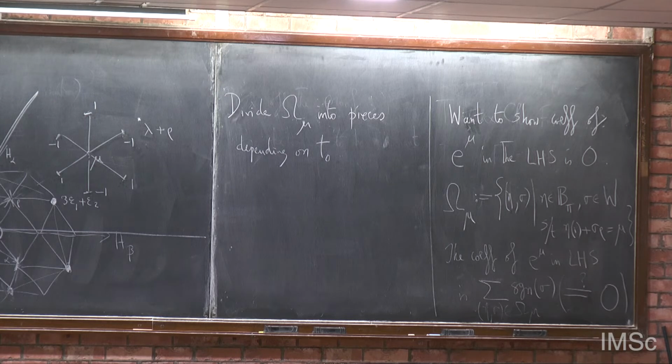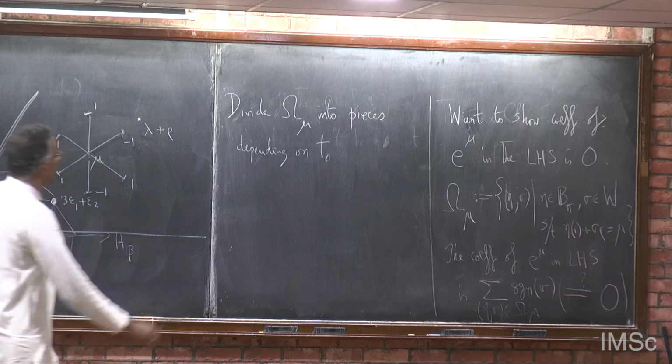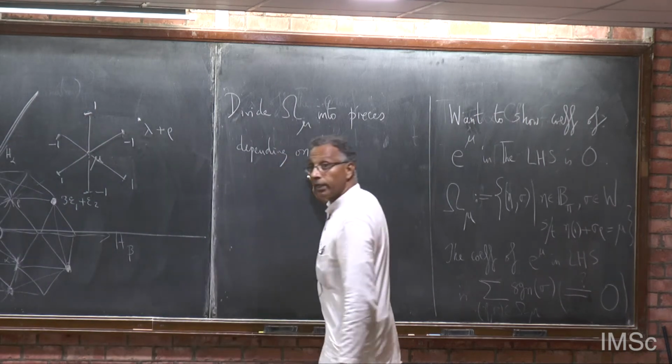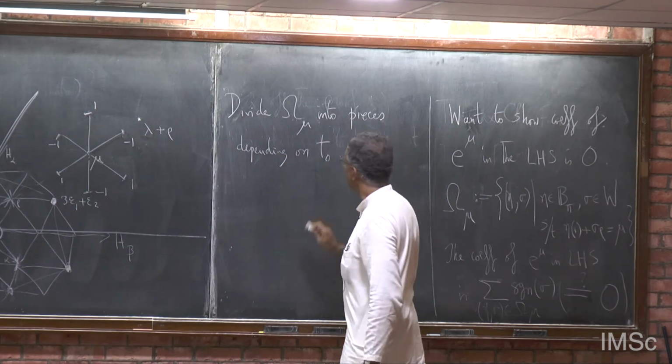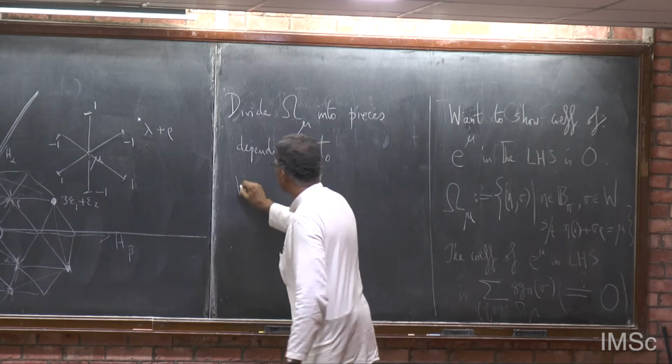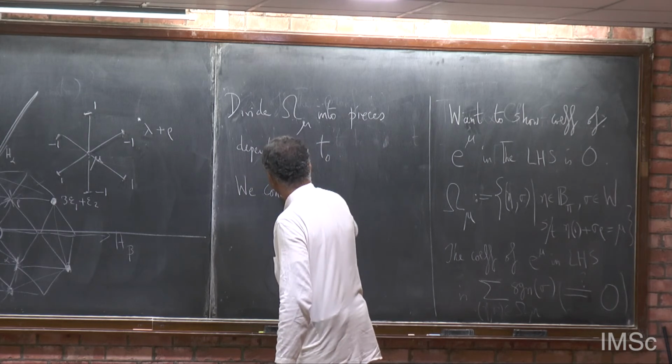Is this clear? Things may have the same T naught, but suppose this path, instead of going along this after this, went like this. It will have the same T naught but will not belong to the same equivalence class. So, into pieces depending on T naught. We concentrate on one piece.